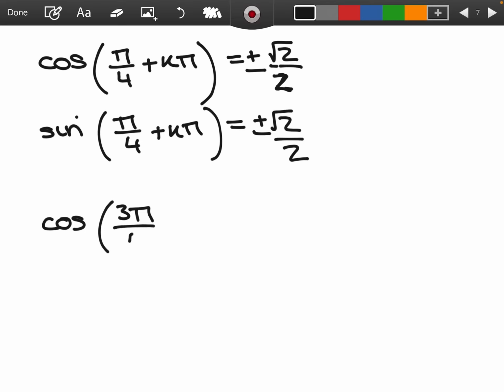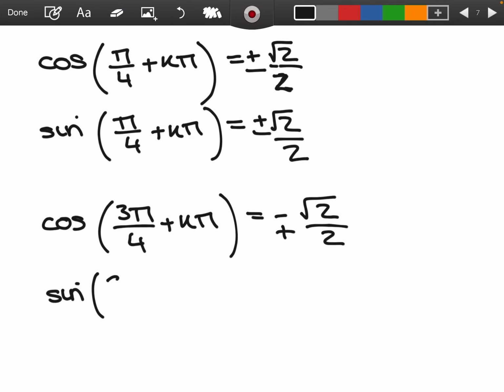Now let's look at my other set. 3 pi over 4 is in quadrant 2. Cosine of 3 pi over 4, again, cosine of an angle in quadrant 2 is negative the square root of 2 over 2. If I add pi to that, I'm now in quadrant 4, and I'm at 7 pi over 4. Cosine of 7 pi over 4 is positive the square root of 2 over 2, and the same goes for any angle that's coterminal to that. So cosine of any angle in this set that's in quadrant 2 is negative. Cosine of any angle in this set that's in quadrant 4 is positive.